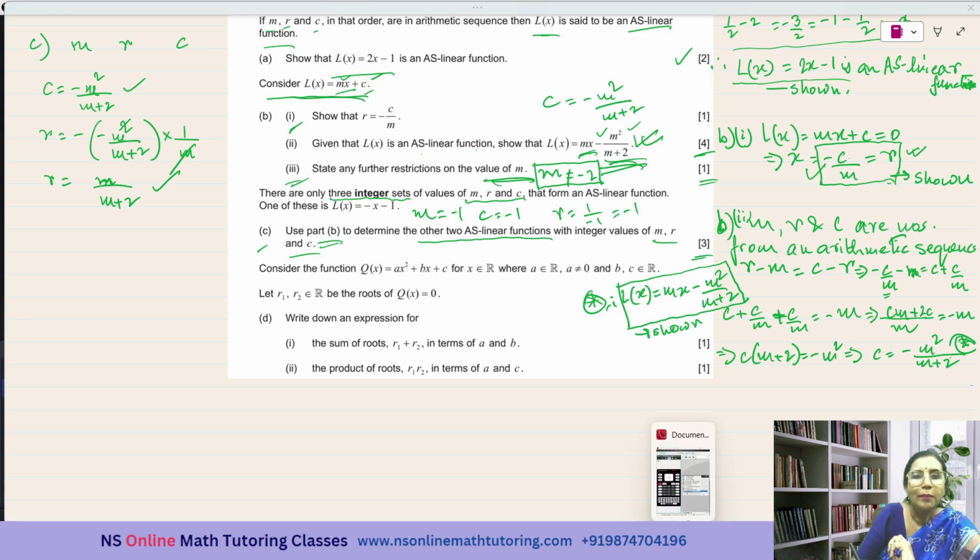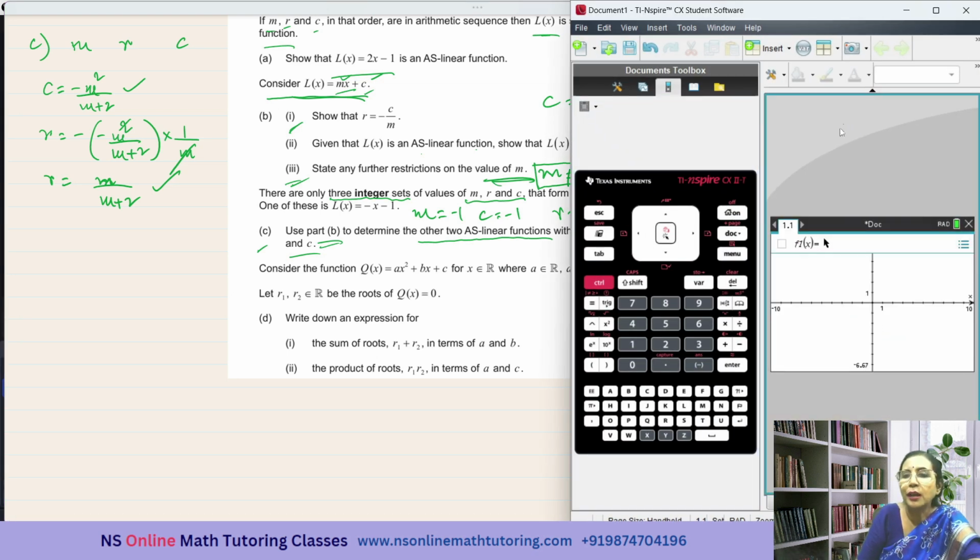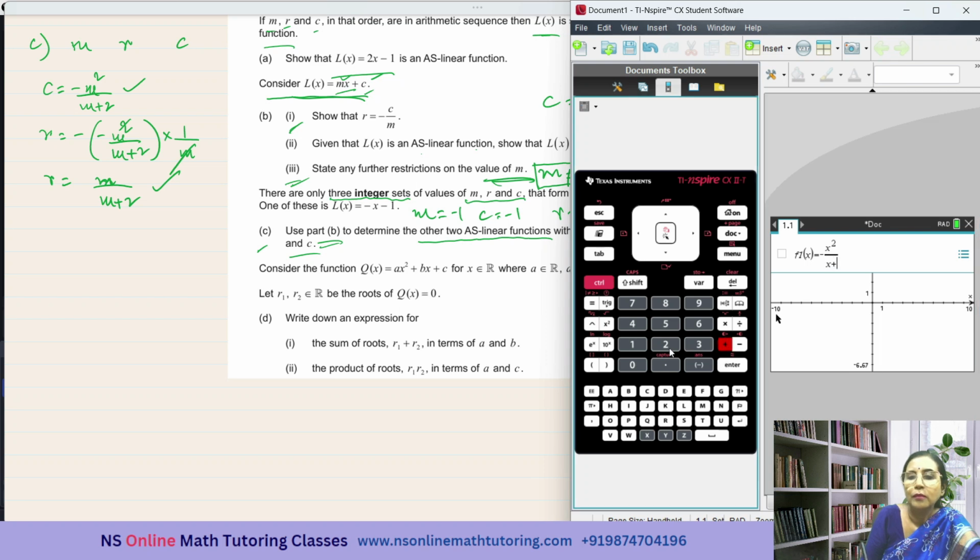Okay, I'm using the TI Inspire calculator. I'm going to add graphs, and first of all, I can draw any of them. Let me draw the c, because it is written above r. So let me take c first. I'm not taking m square because it is a graph, I have to take x. So x square over x plus 2. Okay, fine. This is the graph.